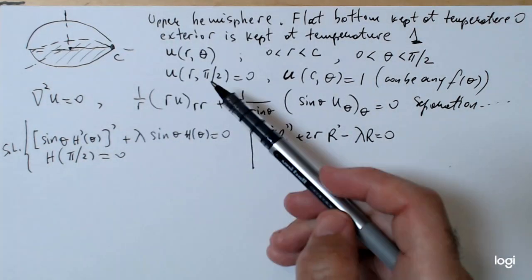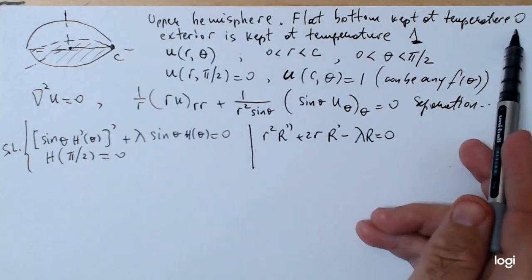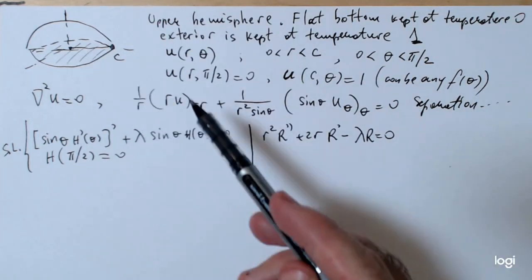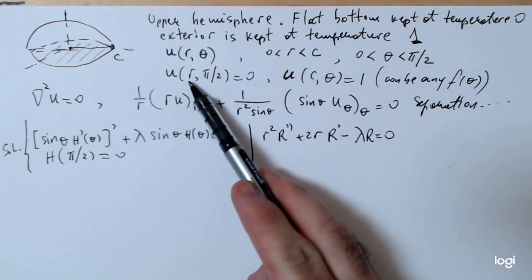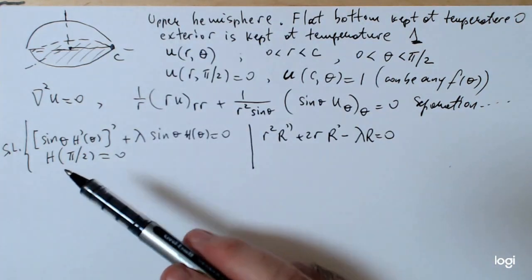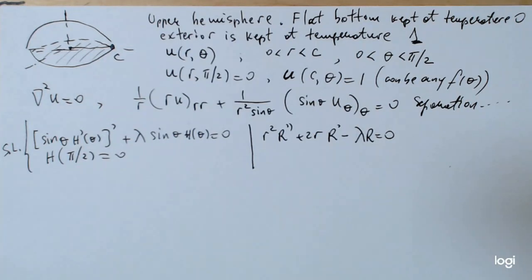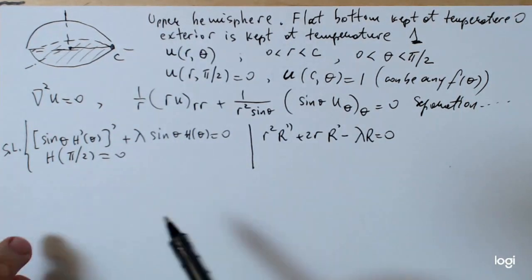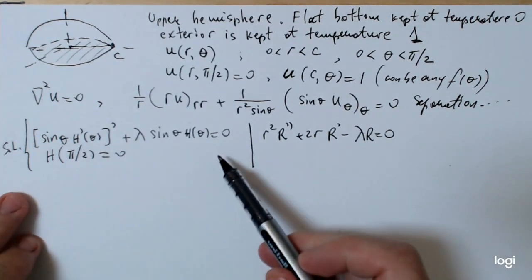And by the way, if I said instead of being kept at temperature 0 that the bottom was insulated, all of a sudden you'd have had a derivative here, which led to the condition H prime of pi over 2. So with this digression, let's move back to the problem. We solve the Sturm-Liouville problem first.